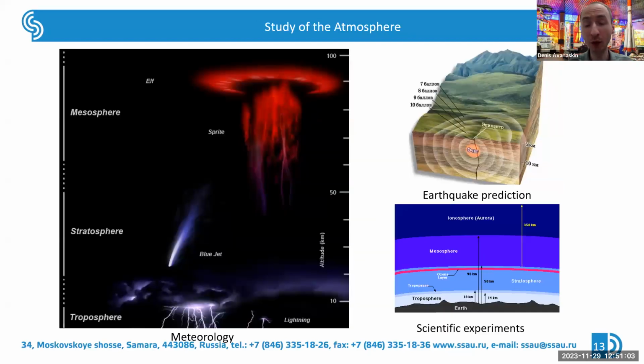Also, we can use nanosatellites to solve different scientific problems. For example, we can use small satellites to predict earthquakes, for weather broadcasting, meteorology, and for different scientific experiments. So these are quite wide problems that we can solve using these satellites.